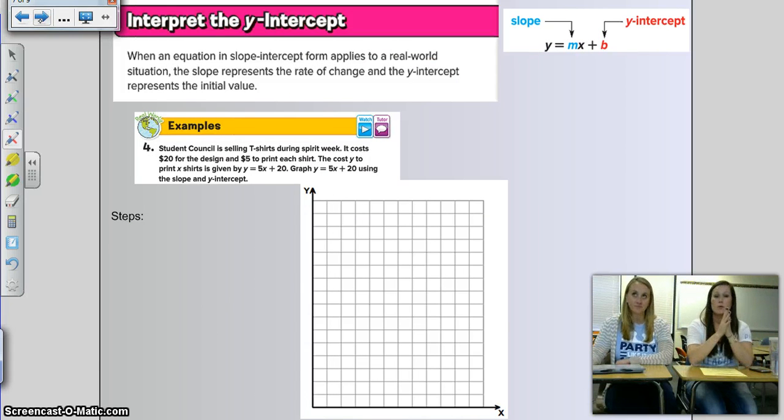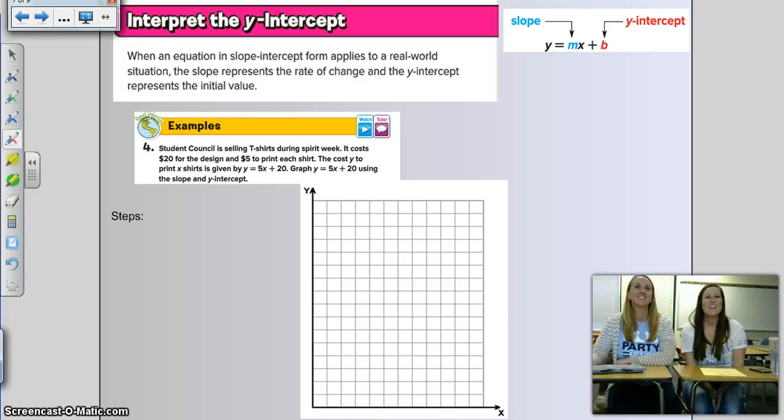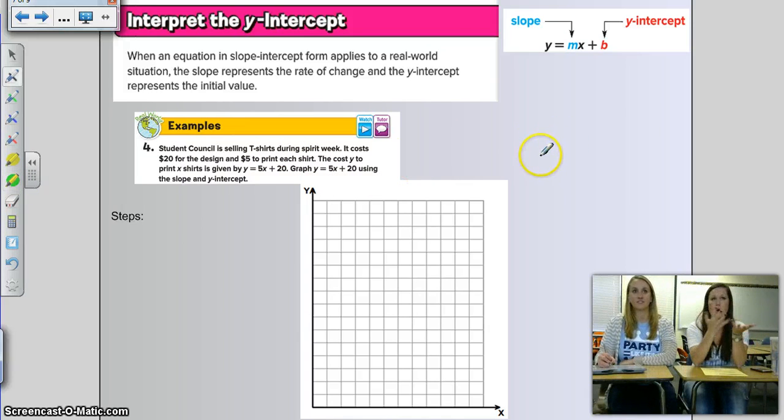Now here's where we're going to ask you to interpret what the y-intercept is talking about. Student Council is selling t-shirts during Spirit Week. It costs $20 for the design and $5 to print each shirt. The cost y to print x shirts is given by this equation: y equals 5x plus 20.